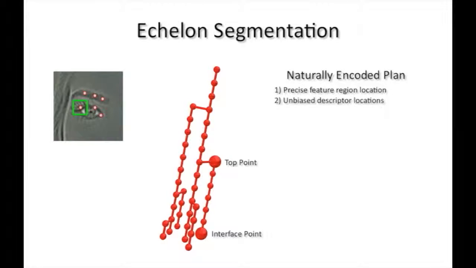Top points represent the second component in the natural blueprint. Each branch in a scale space tree connects one interface point to one top point. Top points mark locations in the scale domain where stable local descriptors can be extracted and used by a computer to memorize sites so they can be recognized later.